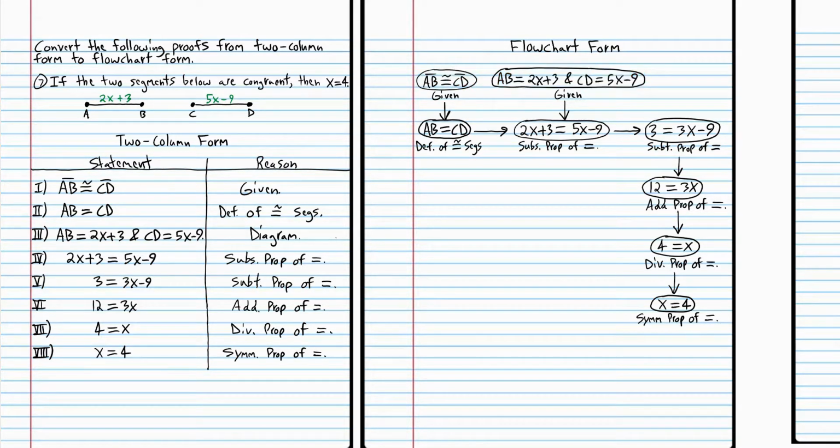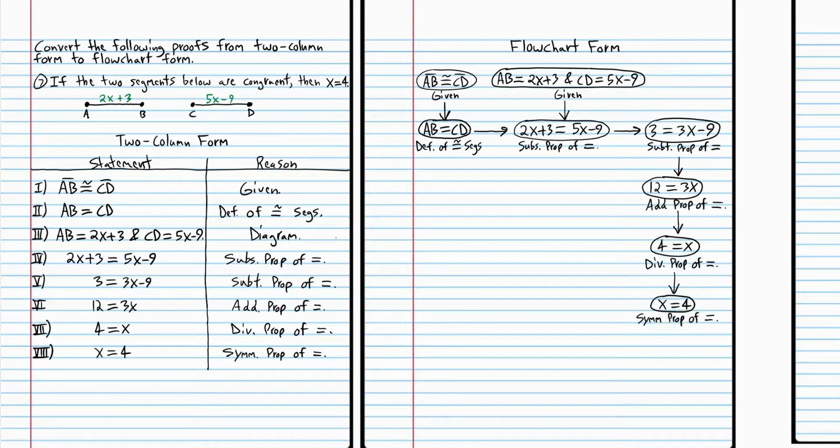So now we know that these are equal, and then we can just do basic algebra. It follows from this that 3 must be equal to 3x minus 9, because that's just basic algebra, subtraction property of equality. And then it follows from this that 12 is equal to 3x, because we just added 9 to both sides. And it follows from this that 4 must be equal to x, because we use the division property of equality. And then obviously we have our final statement.